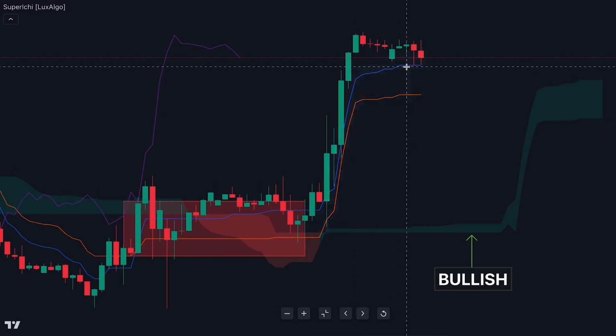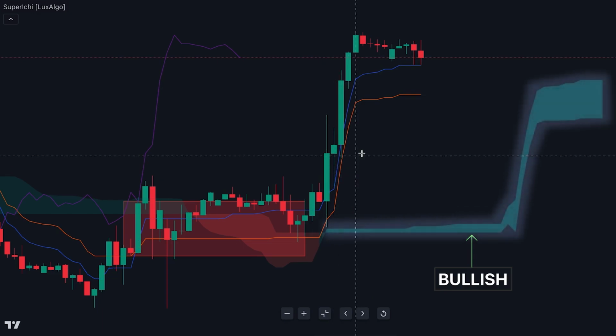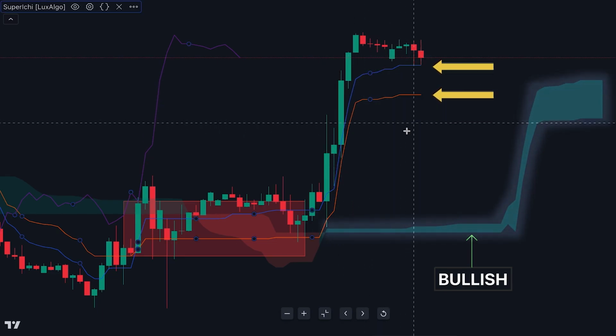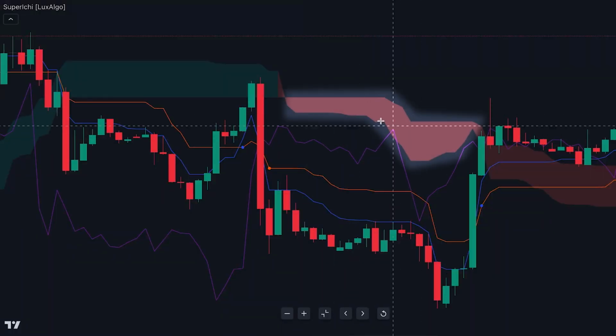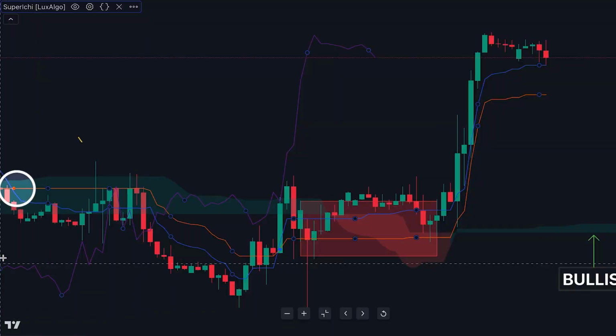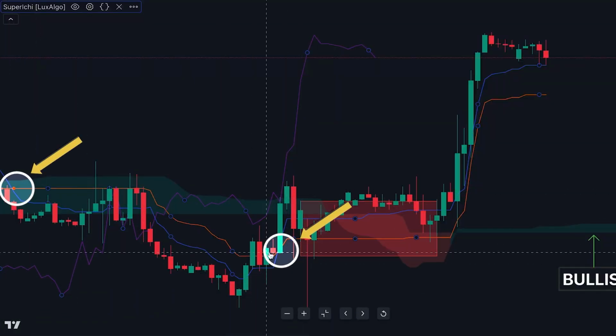Next, we want to ensure that the two inner trend lines are also in the direction of the trend. So unlike before where we used these lines for entries, in this case we are using them as confluence for the setup. If the cloud is green, the blue line should be maintaining above the orange line, which is a bullish trend, and if the cloud is red, the orange line should remain above the blue line. You can also use these orange and blue dots to confirm when a cross has occurred.